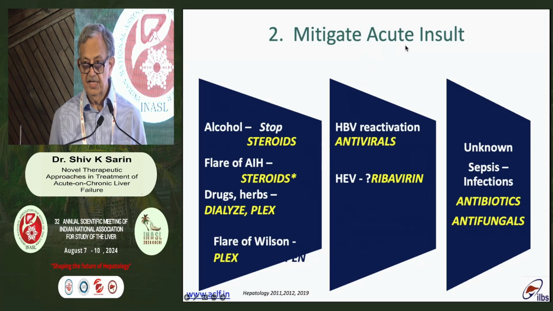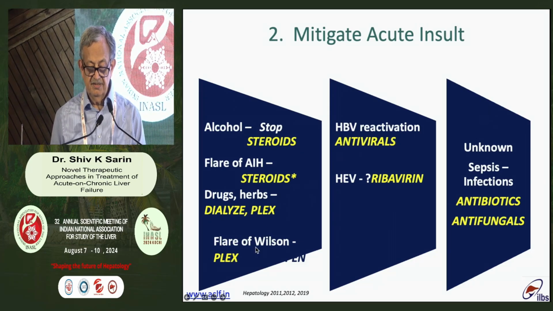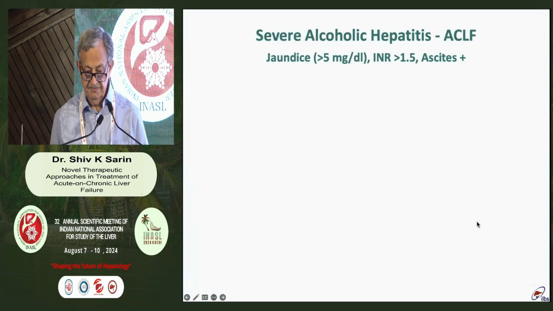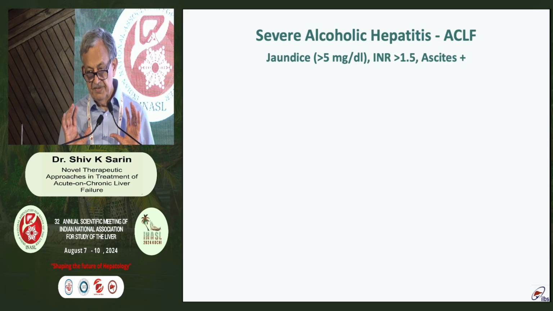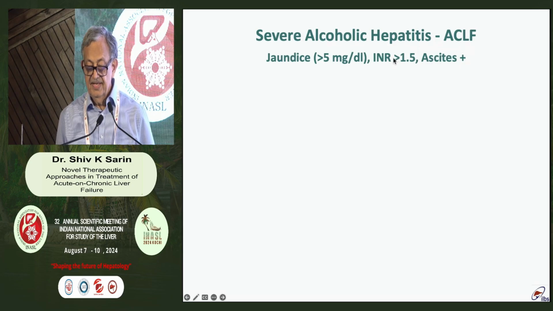How do you do acute insult mitigation? Alcohol, you may give steroids. I'll show you autoimmune steroids. If there is a drug-induced injury, you may dialyze or give plasma exchange. And Wilson, you can do plasma exchange. Antivirals, maybe ribavirin, it's not so sure. Antibiotics and antifungals. Now this is very important data. You have a patient of severe alcohol-associated hepatitis, apologies to Dr. Alexander, with jaundice, INR and ascites.